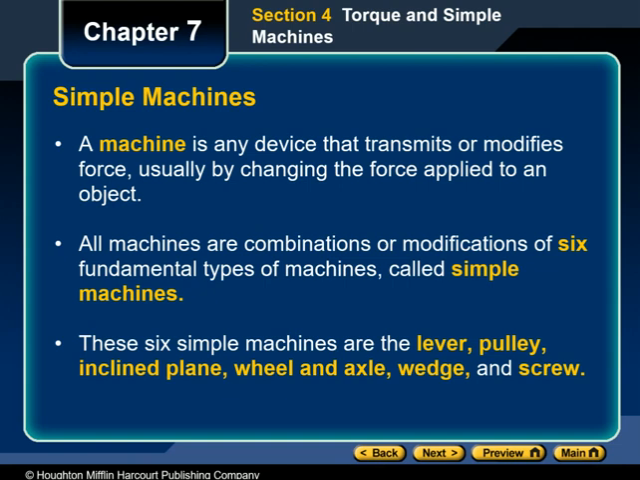The term machine may bring to mind intricate systems with multicolored wires and a complex gear and pulley system. Compared with internal combustion engines and airplanes, simple devices such as hammers, scissors, and bottle openers may not seem like machines, but they are. A machine is any device that transmits or modifies force, usually by changing the force applied to an object. All machines are combinations or modifications of the 6 fundamental types of machines, called simple machines. These 6 simple machines are the lever, pulley, inclined plane, wheel and axle, wedge, and screw.